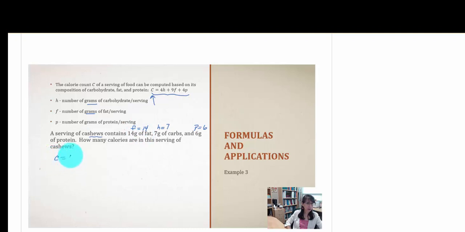So the calories are equal to 4 times the carbohydrates, which is 7, plus 9 times the grams of fat, which is 14, plus 4 times the grams of protein, which is 6. So we end up with 28 added to 126, add 24. So the calories would be 28 plus 126 plus 24, and that's about 178 calories for that serving of cashews.